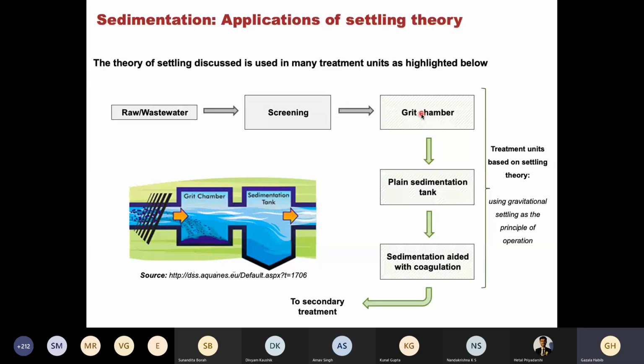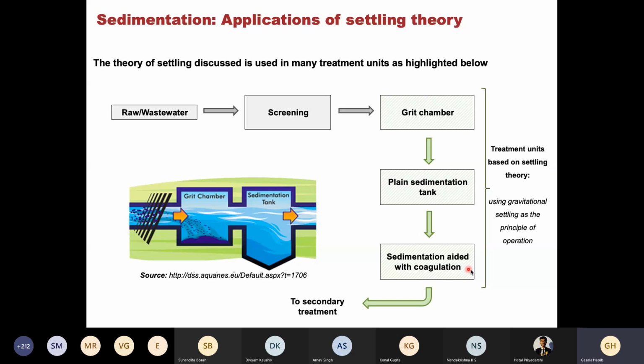Let me see. I will put the size of the grit particle. Sedimentation also works on plain sedimentation theory, and as I have explained, sedimentation can be combined with coagulant. If the coagulation process is also going on in the tank, then the particles will again settle following the sedimentation theory, and flocculent kind of settling may happen.